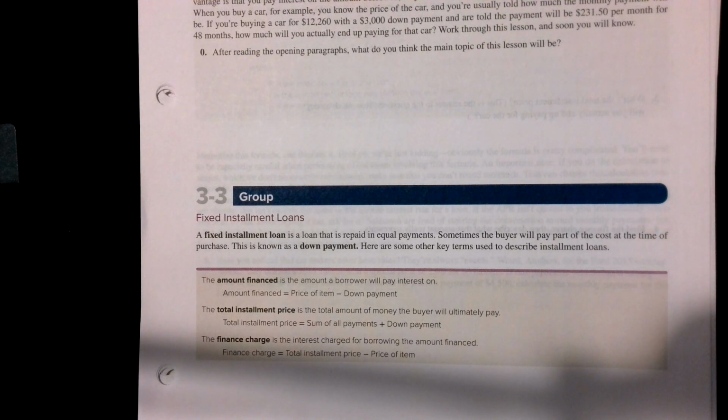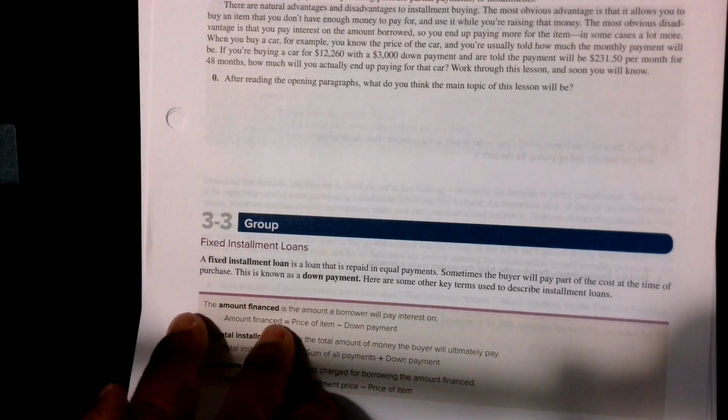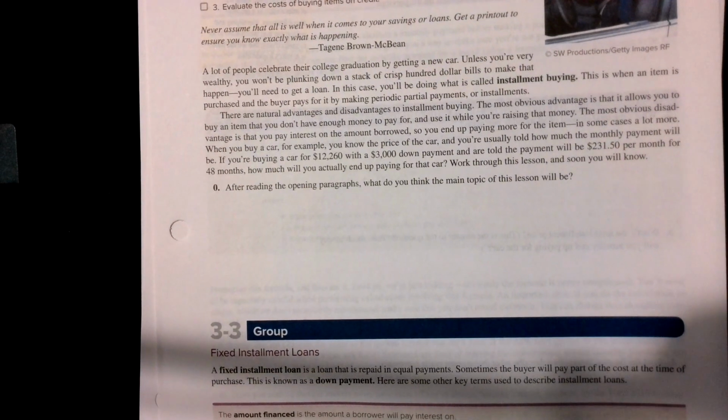The amount financed is the amount a borrower will pay interest on. Amount financed is equal to price of item minus the down payment. The installment price is the total amount of money the buyer will ultimately pay. The total installment price equals sum of all payments plus the down payment. The finance charge is the interest charge for borrowing the amount financed. Finance charge is equal to total installment price minus price of item. Now, those are very important terms to know, and you will be seeing them as we go through this lesson.